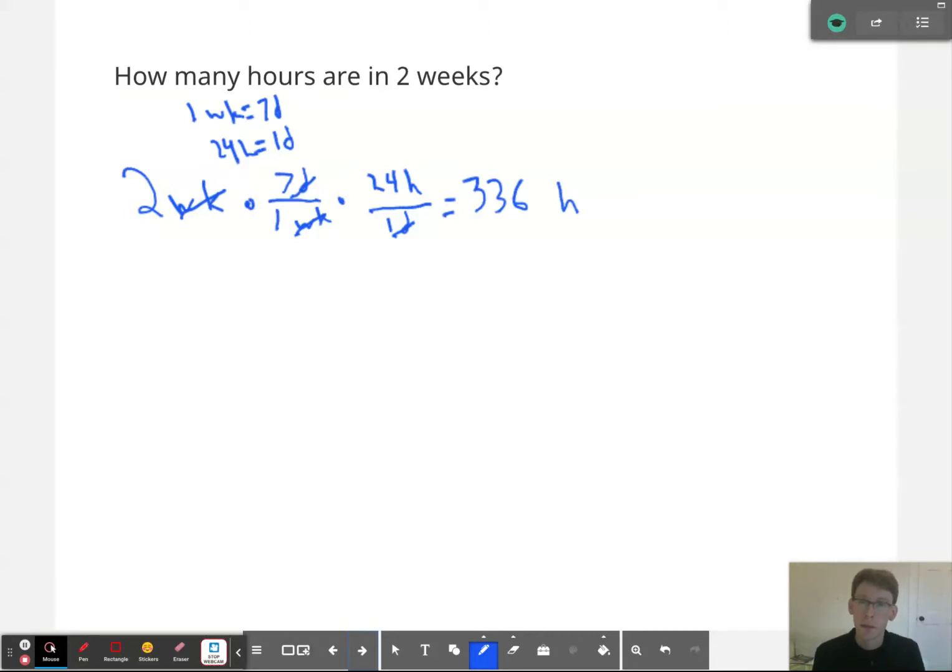Alternatively, another thing that you could do is you could multiply the 2 times 7, divide by 1, multiply by 24, and divide by 1. In fact, that I think is probably the best way to do it, and you won't have issues with order of operations.